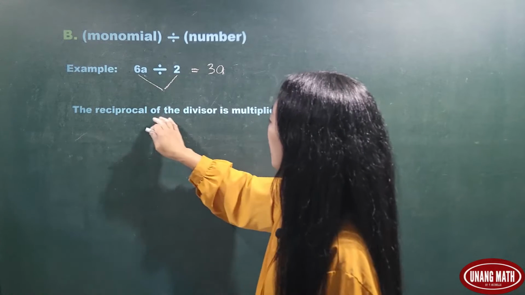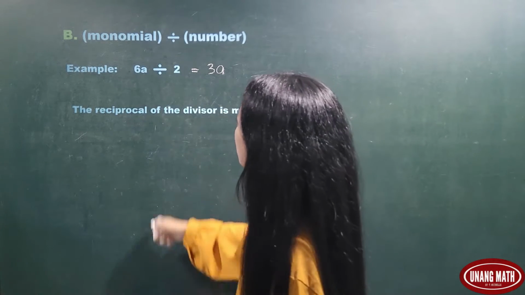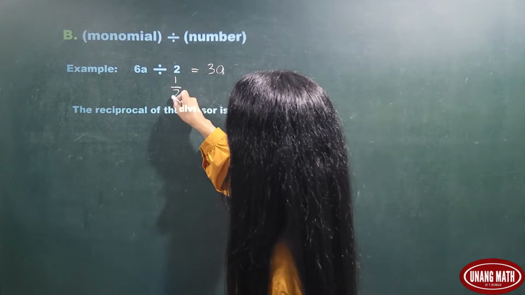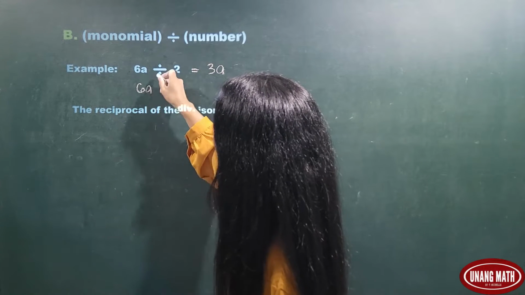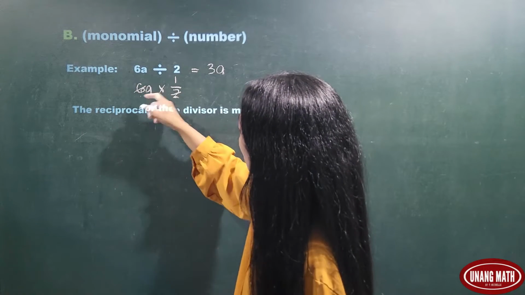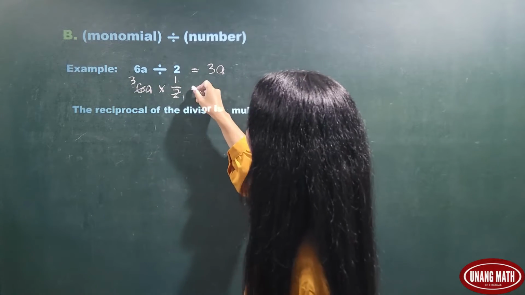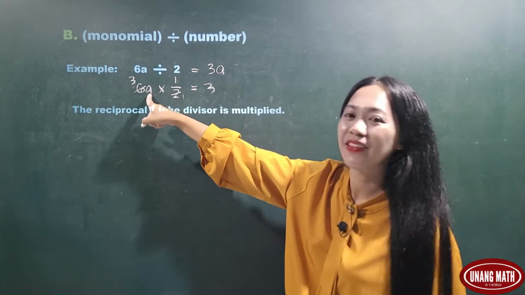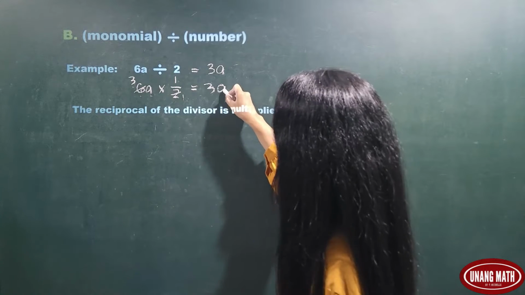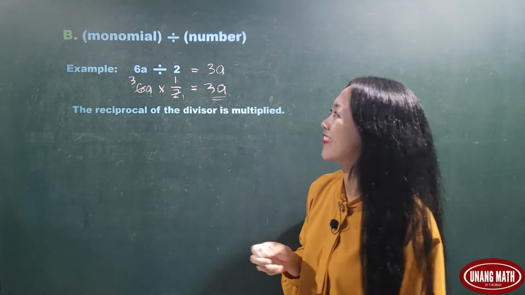Or the reciprocal of the divisor is multiplied. Our divisor is 2. Reciprocal is 1/2. So 6a times 1/2. 2 and 6 can be simplified. So this becomes 1. This is 3. So 3 times 1 is 3. And write the variable a to the right of 3. So the answer is 3a.